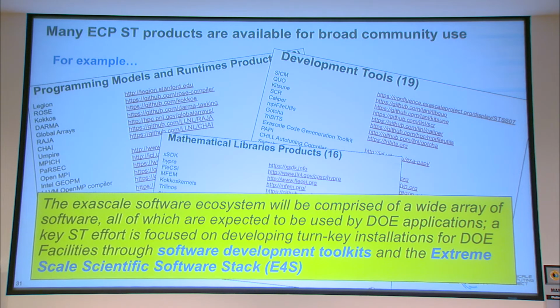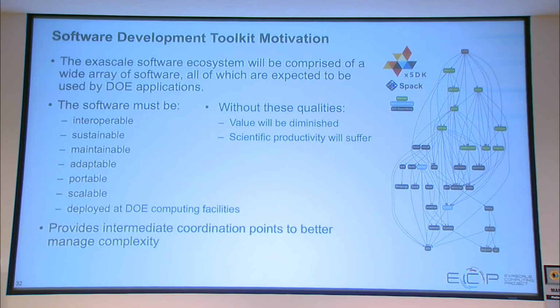So you can tell that the ecosystem is going to be comprised of a wide variety of these software tools. And so part of our effort is how do we make it more turnkey for application scientists to take advantage of these things. And we're doing that through the development of software development toolkits, SDKs, and the extreme scale scientific software stack. So I'm going to spend just a few minutes on each of those before I wrap up.